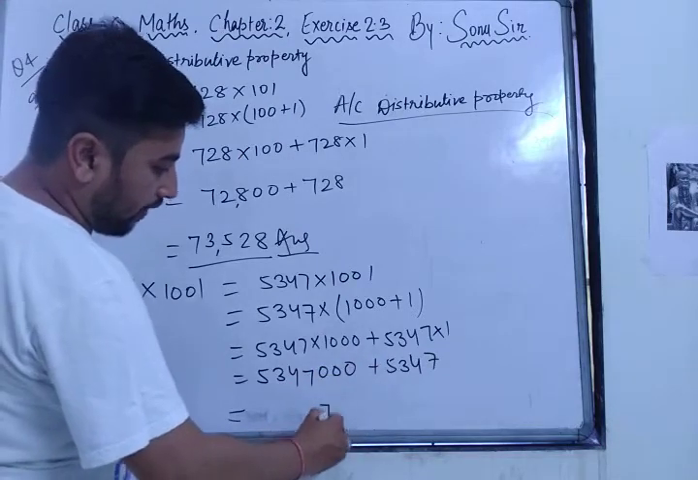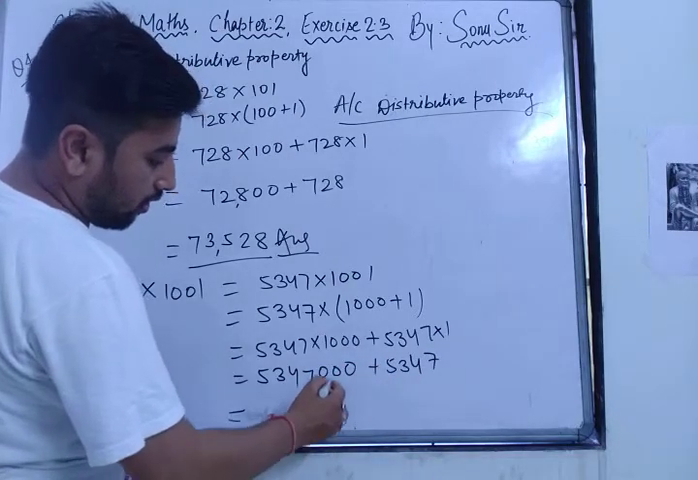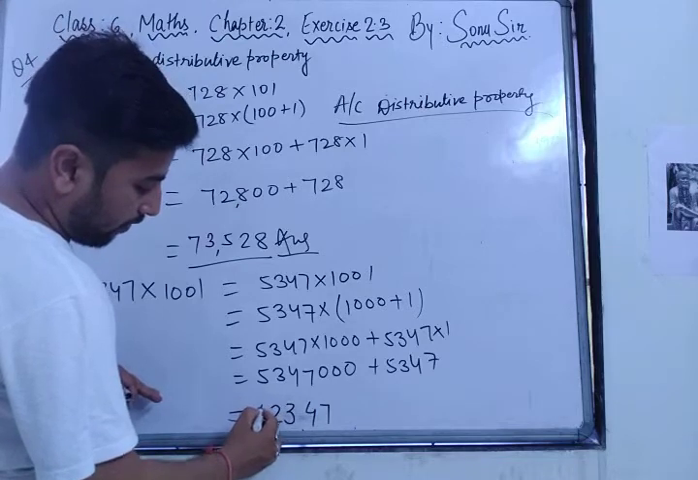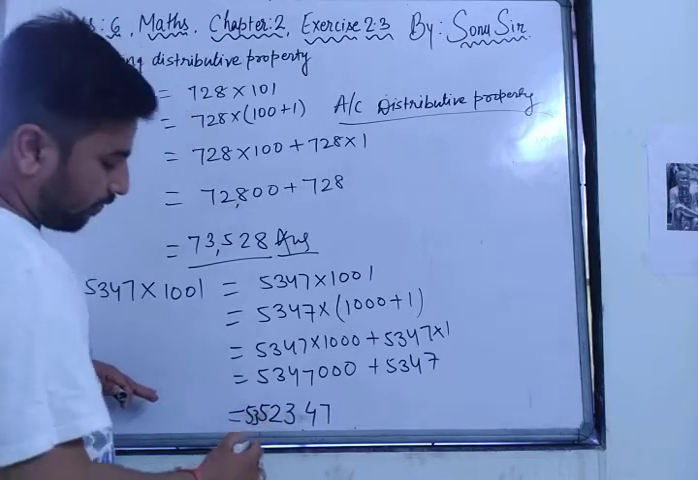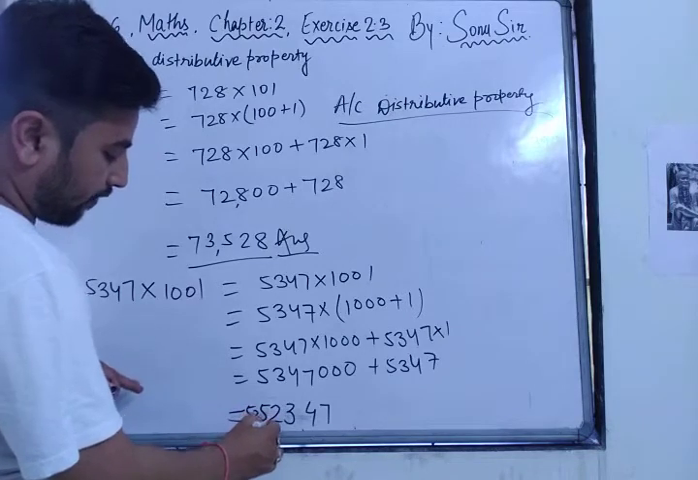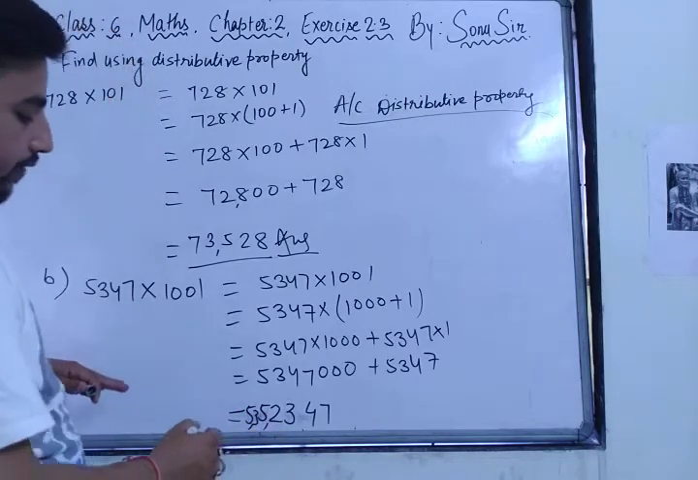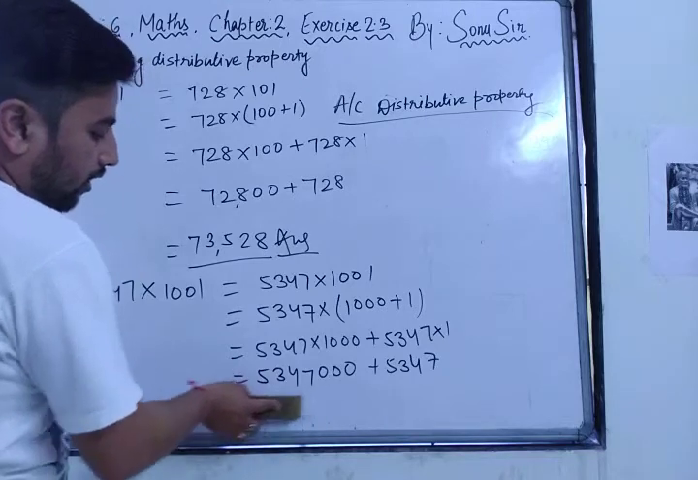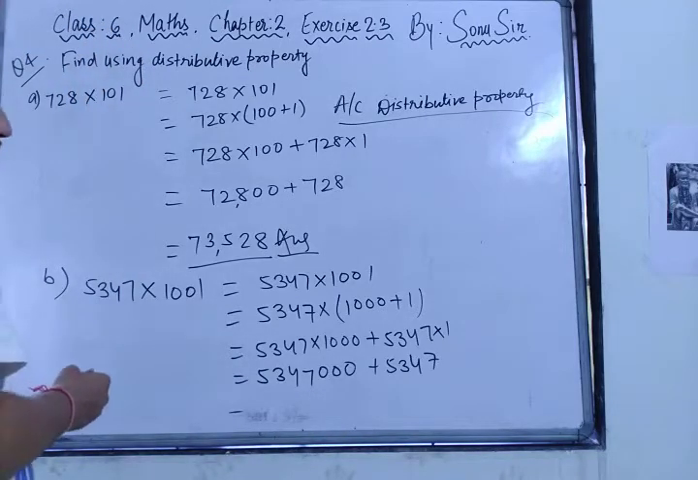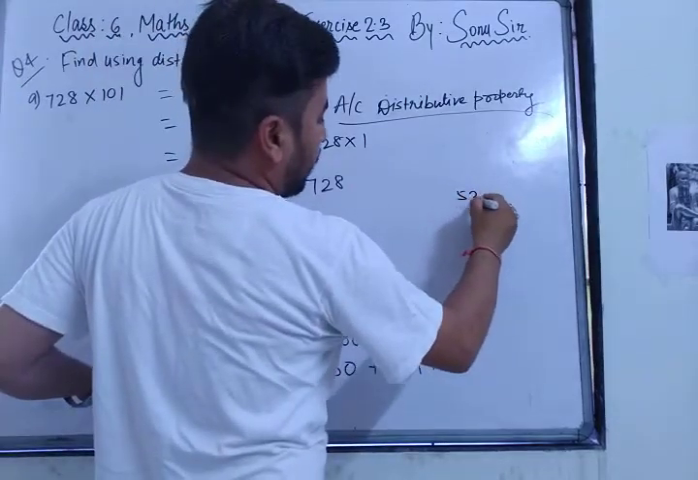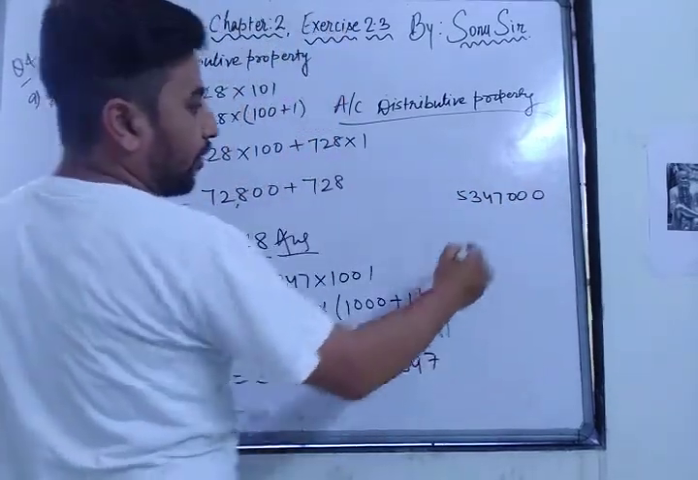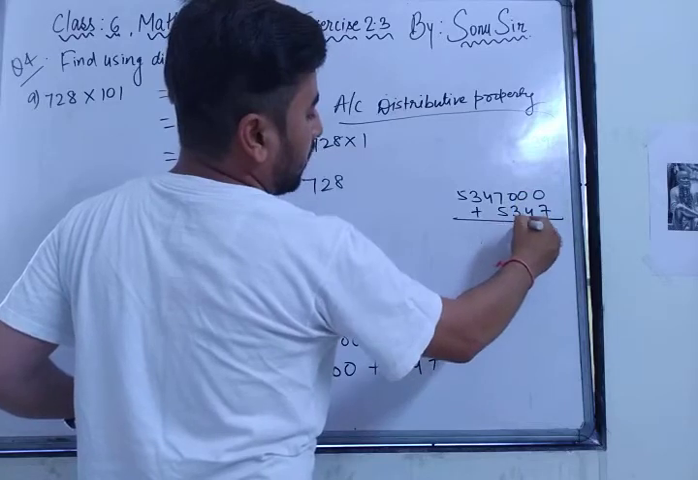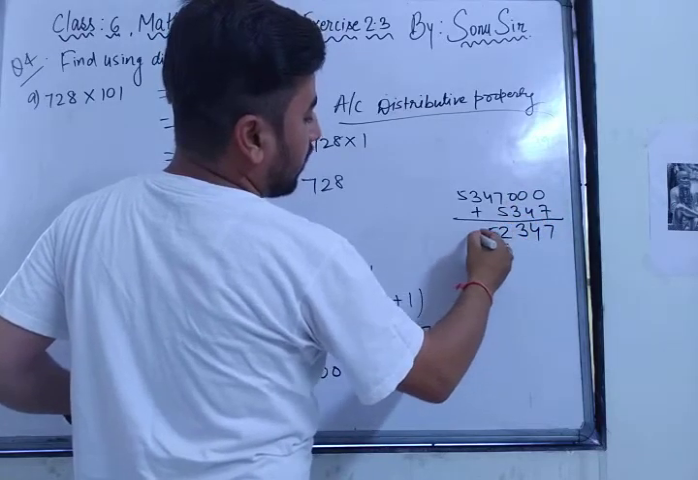Write 5347000, and after that 5347 below it, so you will not get confused. 7 plus 0, 7. 0 plus 4, 4. 0 plus 3, 3. 7 plus 5, 12, carry 1. 5 plus 1 is 5, 3. The answer is 5,352,347.